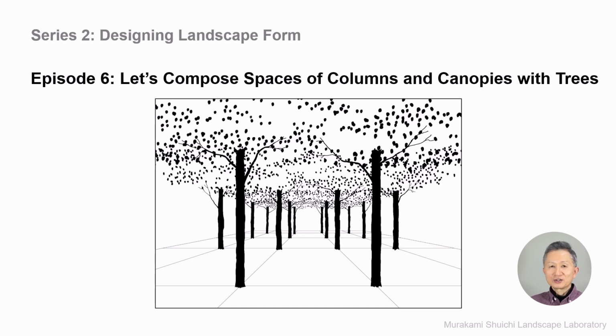The theme of this episode is: let's compose spaces of columns and canopies with trees. In the previous episode, we learned that trees, as assemblages of lines, possess transparency, which is the essential morphological nature. In this episode, we will explore fundamental methods for composing space with trees, drawing inspiration from the work of Dan Kiley, one of the foremost landscape architects of the 20th century.